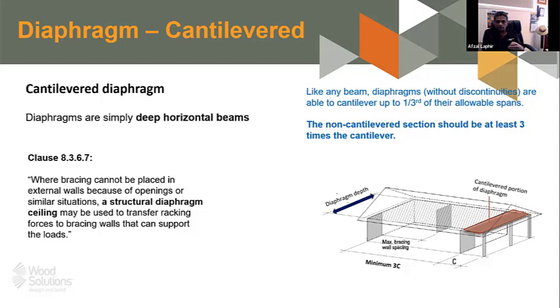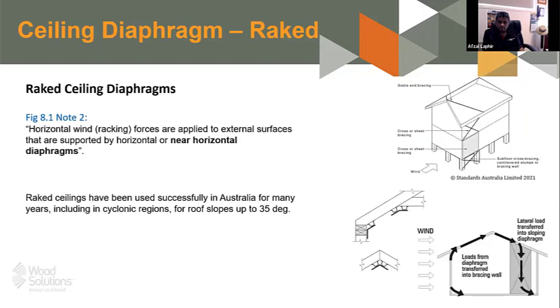But when you talk about discontinuity, just be mindful that discontinuity where you get internal wall junctions and so on are generally ignored, because you get some continuity through your cornices and things like that. Can they be raked? Yes, they can. AS1684 figure 8.1 note 2 infers that ceiling diaphragms can be installed on the rake, as would be typical in a cathedral or exposed raftered roof construction.